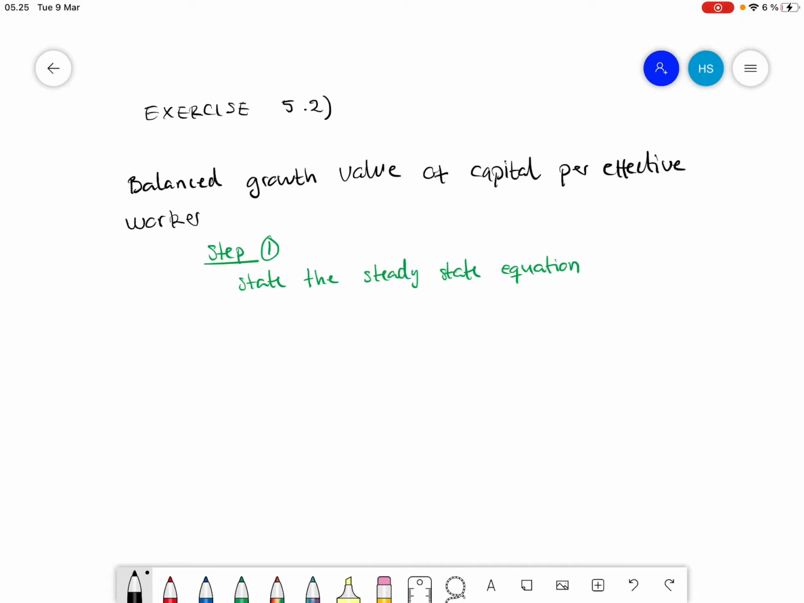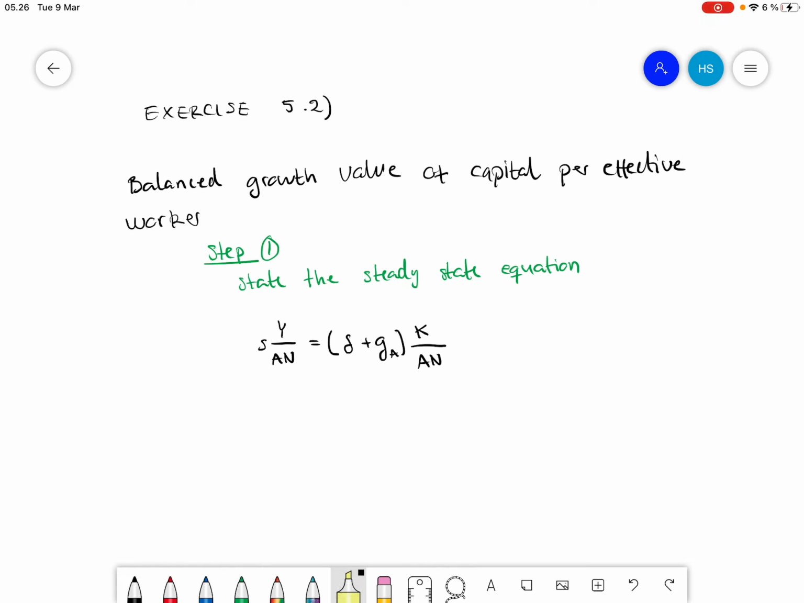So in this exercise, we have to calculate the balanced growth value of capital per worker and output per effective worker. So the first thing that we have to do is state the steady state equation. What is the steady state equation when we have technological growth? Well, that is the savings rate times the output per effective worker. That should be equal to the depreciation rate plus the growth rate that technology grows with times the capital per effective worker.